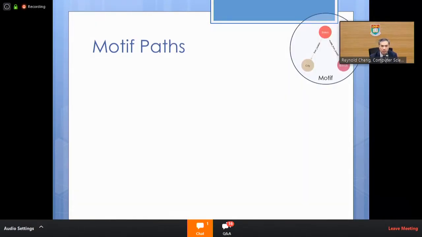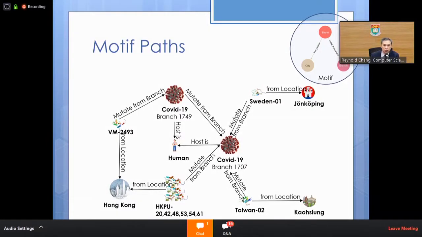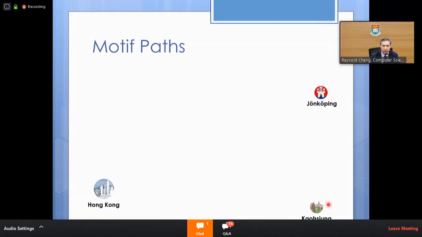In particular, one of our results is to try to find the so-called motif path, which is a path connecting, for example, Hong Kong and different cities in the world. Let me try to explain what this path we find is about. First of all, in this knowledge graph, we find that there are 3 cities: Hong Kong, Zhongkou in Sweden, and also Kaohsiung in Taiwan.